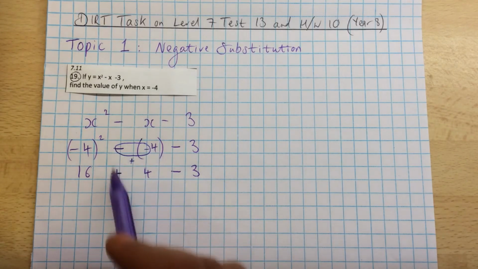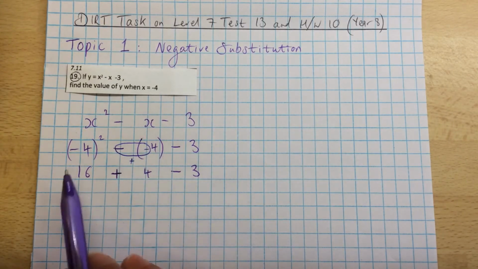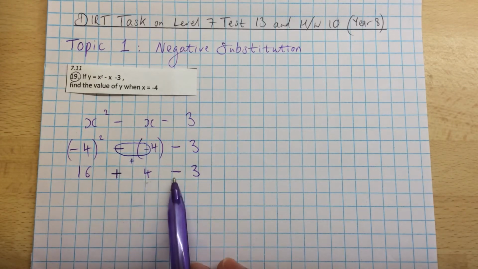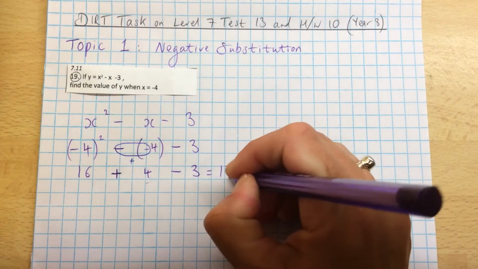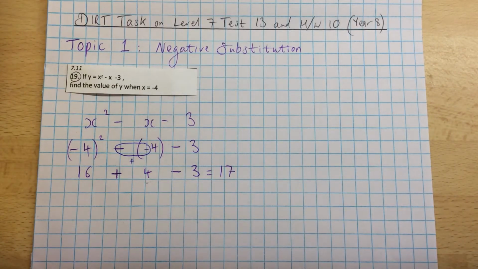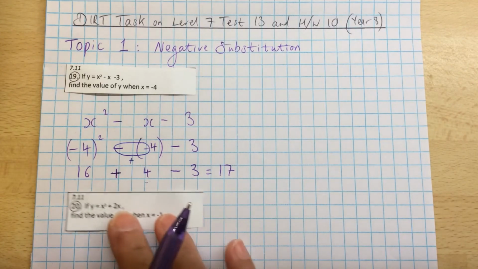So now we've got this fiddly bit out of the way. It should be straightforward. 16 add 4 is 20. 20 take away 3 is 17. So that was the first one. Now the second question is really similar, question 20.